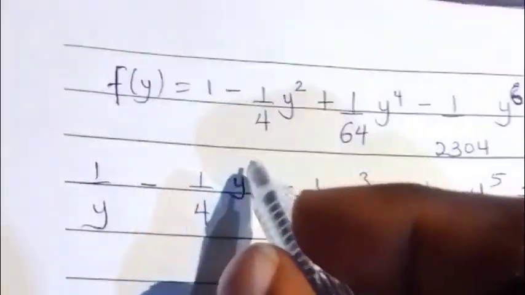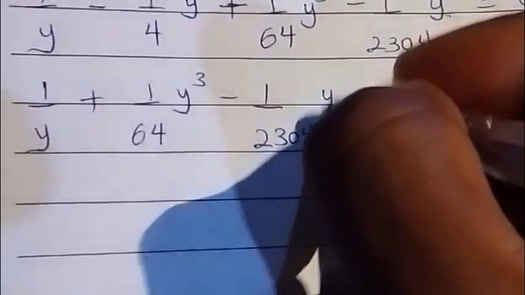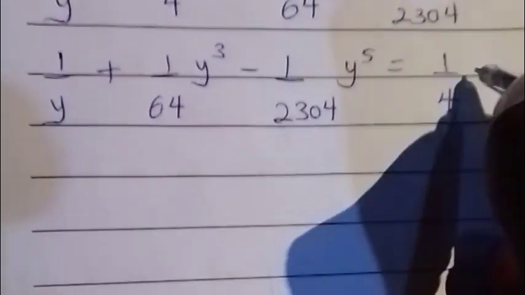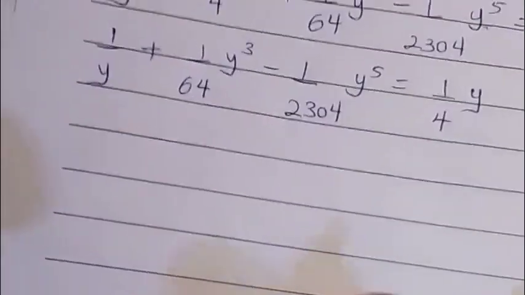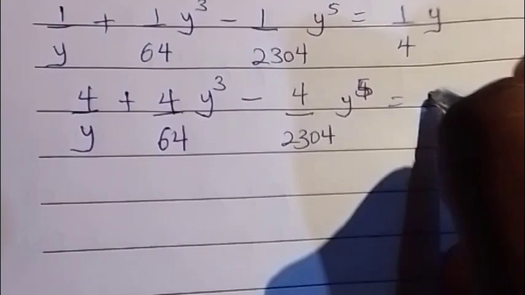Now I will look for which term is standing alone. We can see that this y is to the power of 1. So all I have to do now is make this y the subject of the formula, and I'll be having 1 over y plus 1 over 64y to the power of 3 minus 1 over 2304y to the power of 5 equals 1 over 4y. To complete this, I can just multiply through by 4. So I'll be having 4 over y, by multiplying through by 4, plus 4 over 64y to the power of 3 minus 4 over 2304y to the power of 5 equals y.